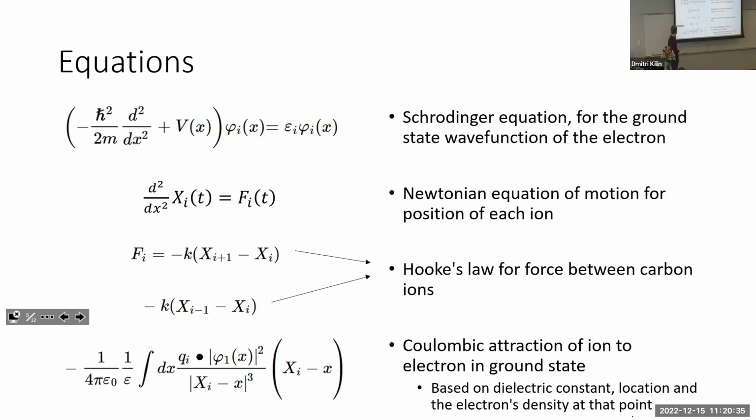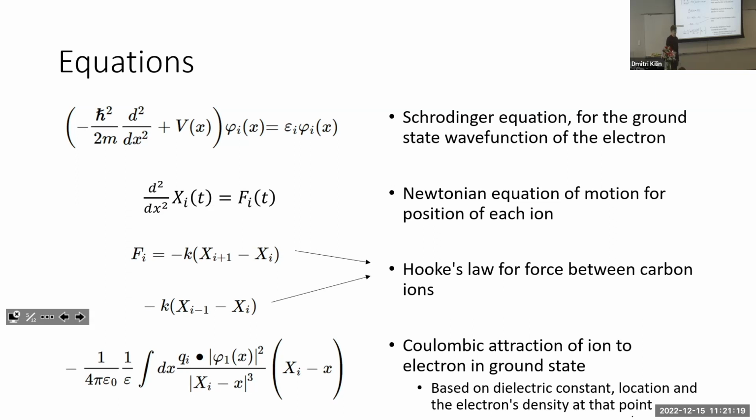This is the equation of motion for the position of each ion in that polymer. These equations are Hooke's law for the force between the carbon ions: the force between a certain carbon ion and the ion next to it on one side, and the ion next to it on the other side, for these two different equations. And then this describes the Coulombic attraction of the ion to the injected electron in its ground state. So we have our dielectric constant here that we put in, and that's what's going to change the shape of our wave packet at the end of the simulation.